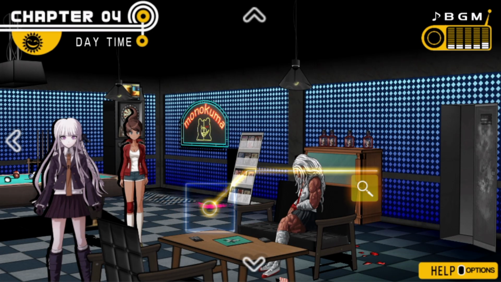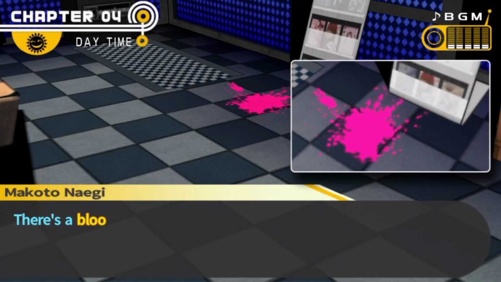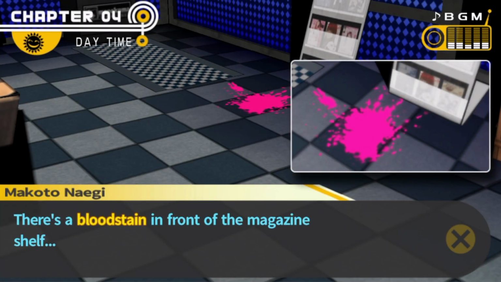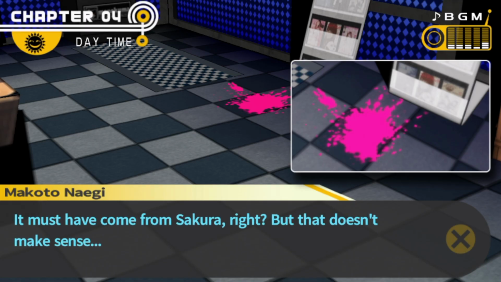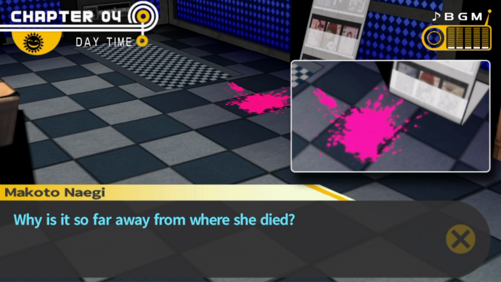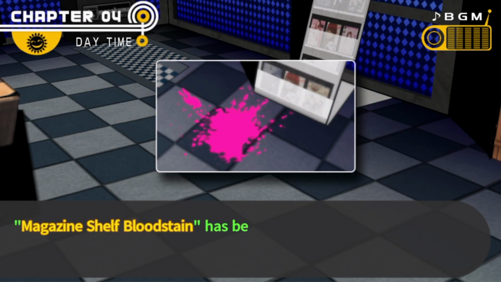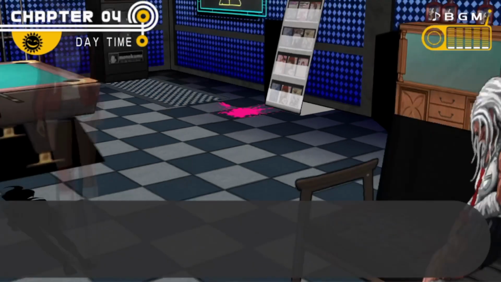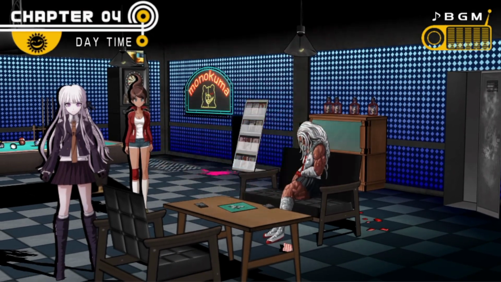Oh, there's blood over here. There's a blood stain in front of the magazine shelf. It must have come from Sakura, right? But that doesn't make sense. Why is it so far from where she died? Magazine shelf blood stain has been added. It's on the magazine shelf.